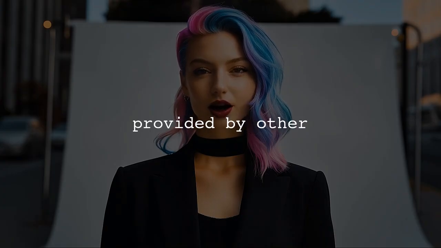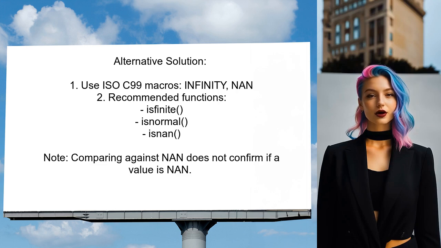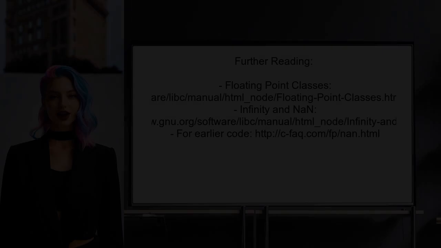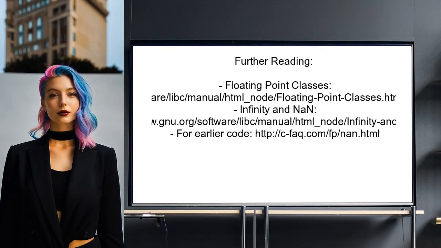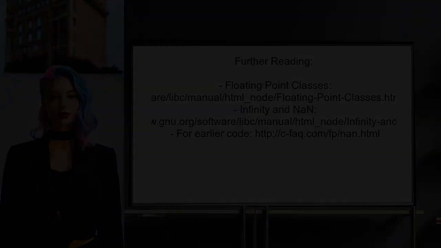Now let's look at the answers provided by other users. An alternative approach provided by a user suggests using the ISO C99 macros, infinity and nan, for checking float values. They recommend using the functions isFinite, isNormal, and isNan to determine if a float is infinity, zero, or denormal. However, they caution that comparing against the nan macro won't confirm if a value is actually nan. For more information on floating point classes and handling infinity and nan in C99, check the provided links.